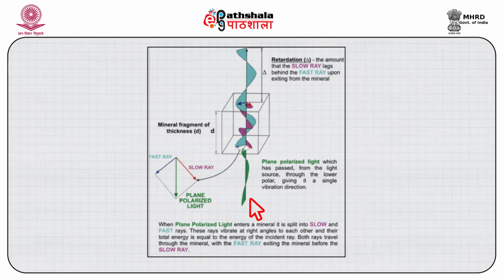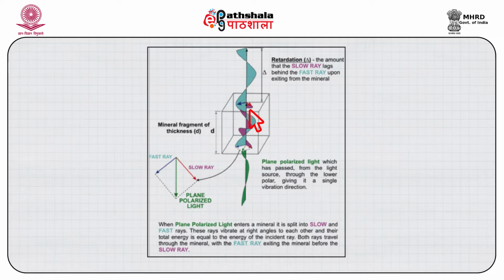Here we can see a ray of light entering an anisotropic mineral, which on entering the mineral gets split into two rays. In the plane polarized light, we have one the slow ray and the other one the fast ray, which are at right angles to each other. When these two waves emerge out of the mineral, we can see that one ray has travelled farther than the other ray, which we can see here.